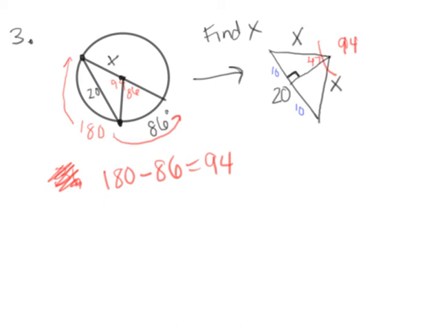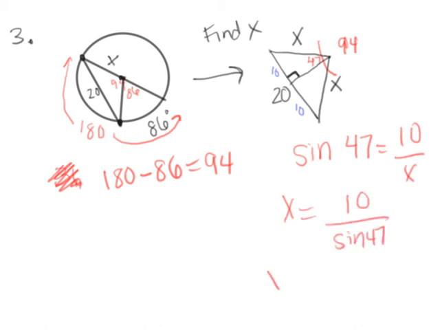And so now I can figure out this hypotenuse of this little one right here to find my x. So I have an opposite side and a hypotenuse. So this will then be the sine of 47 will equal 10 over x. And we know we solve this by division. And we find that the value of x is 13.7. So that is the length of that radius.